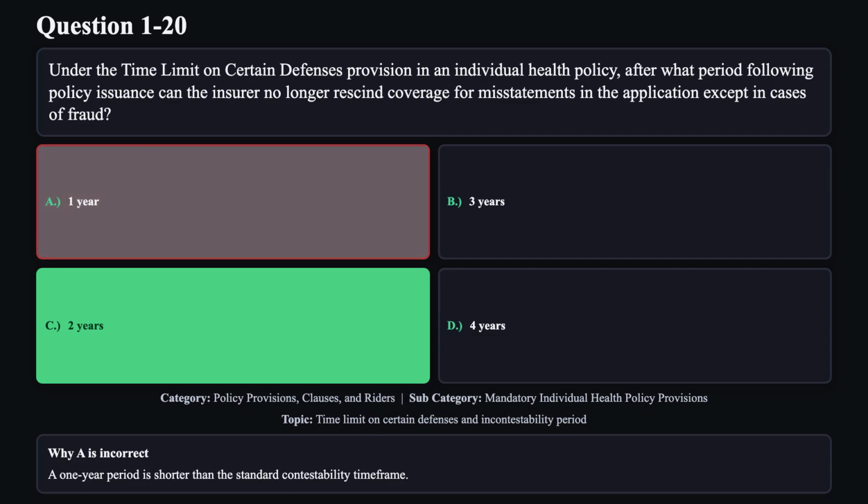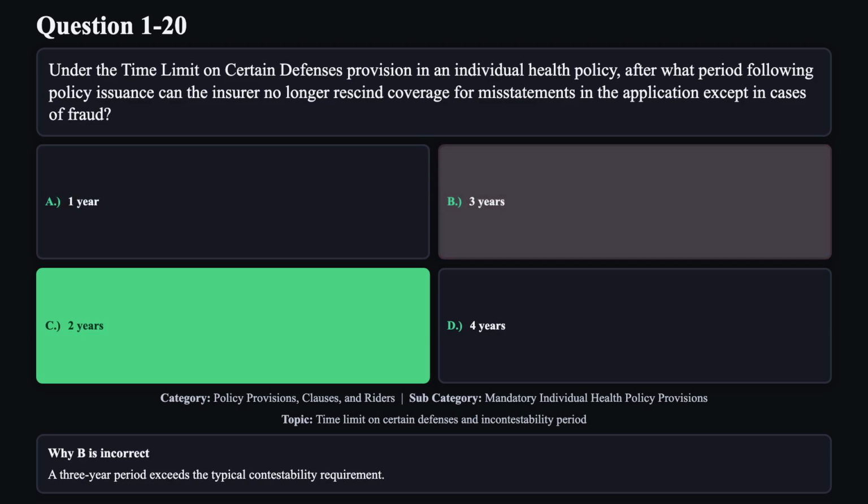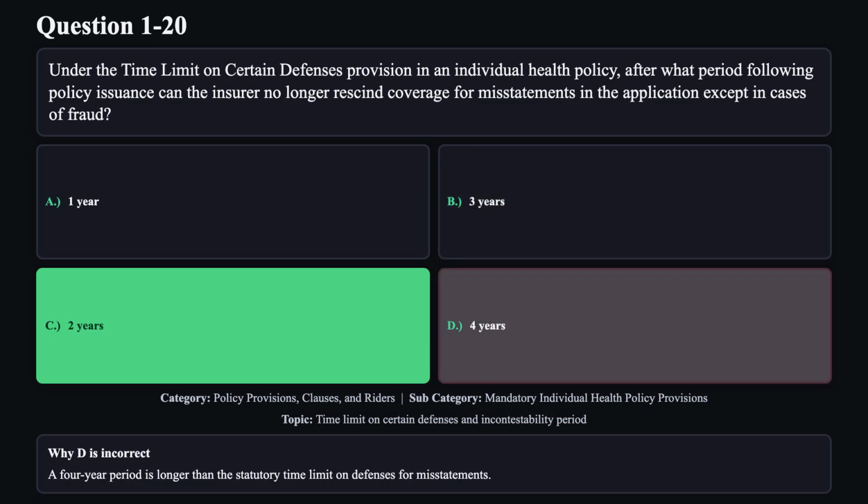A 1-year period is shorter than the standard contestability timeframe. Reason B is not correct. A 3-year period exceeds the typical contestability requirement. Reason D is not correct. A 4-year period is longer than the statutory time limit on defenses for misstatements.